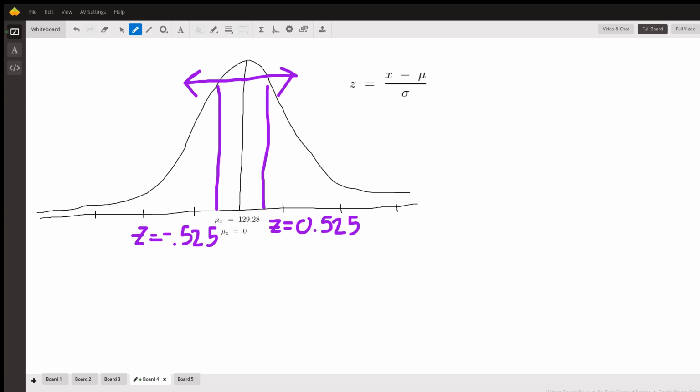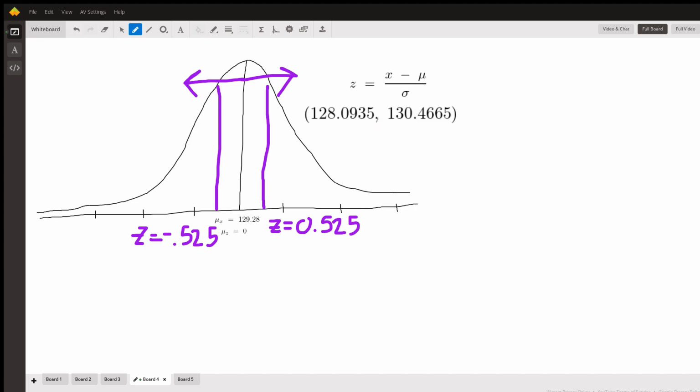And when you convert these, you get two values. Let me write out an equation for you. You get this. So what this tells you is that these are the bounds, the thresholds in terms of actual swimming time that will be in the middle 60%. It's important to check your answer: the mean is going to be exactly in the middle of this interval.